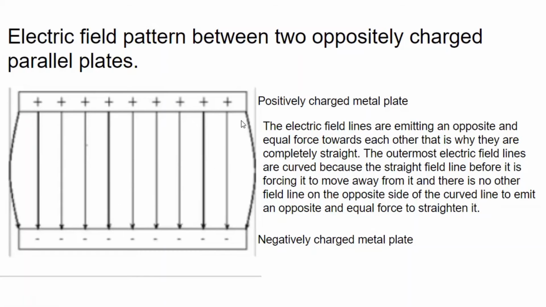However, we can see in the last line, it's curved. This is because to the left of it, there's a line that's emitting an equal and opposite force on it, but on the opposite side of this curve there's no line. So basically this line will curve out because there's no other opposite force to straighten it out.